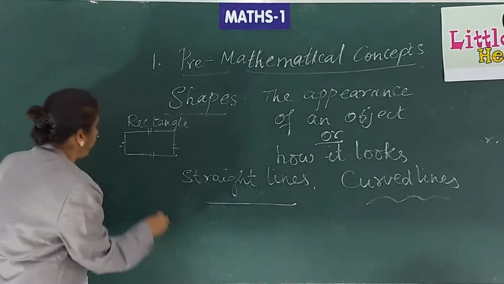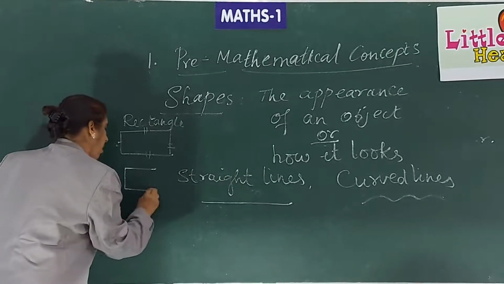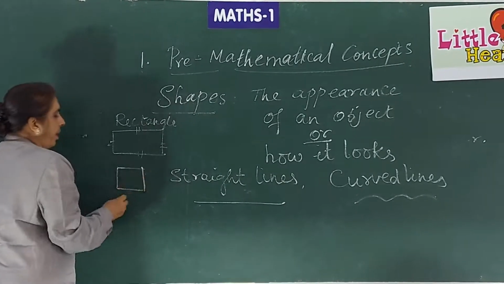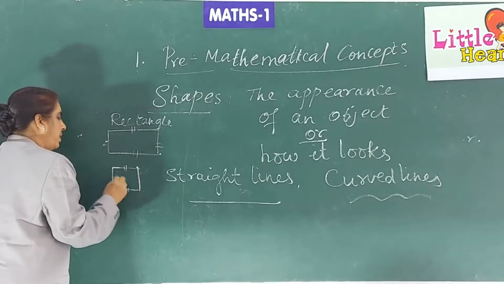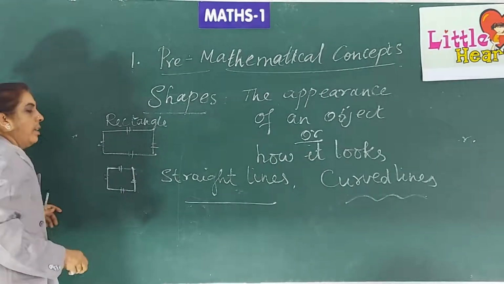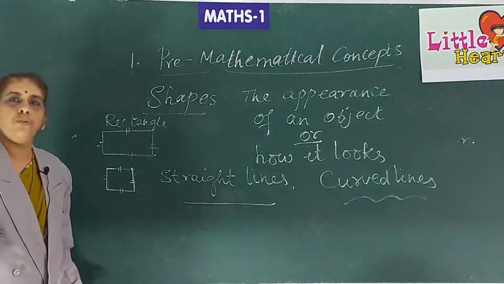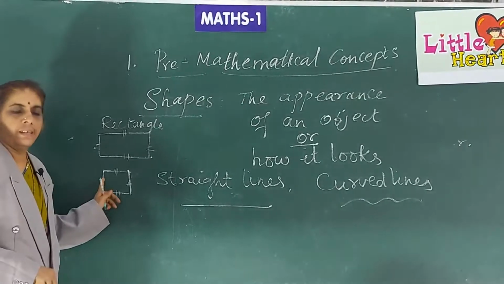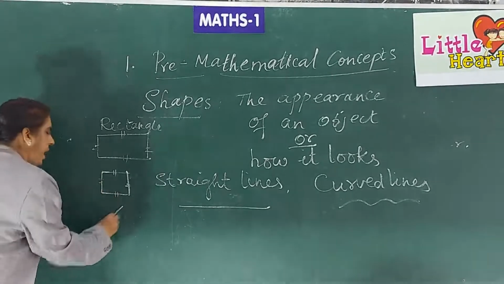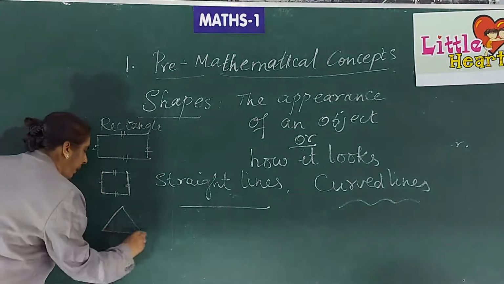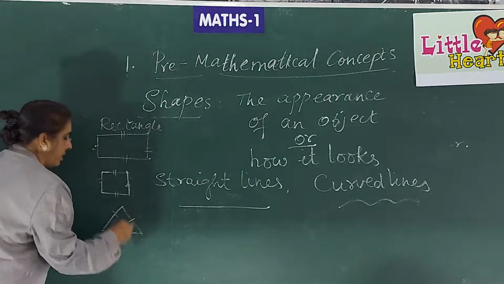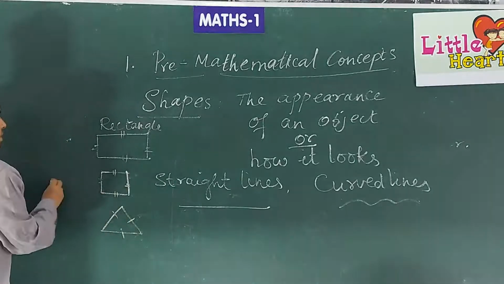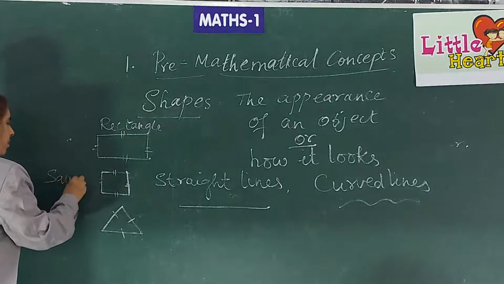Square. In a square, all the four sides are equal. The floor of our classroom is a square. A triangle has only three sides. This is triangle.